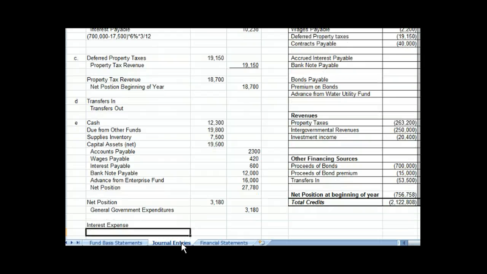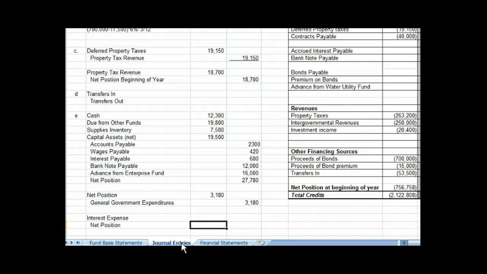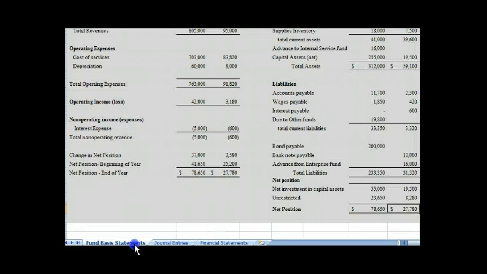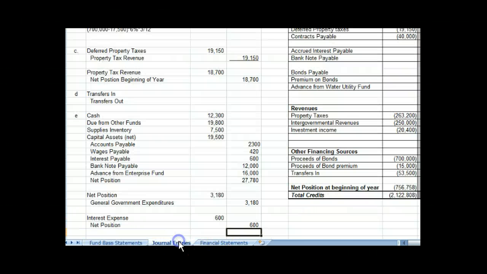I'll show you where you found these on the fund basis financial statements. Okay, let's switch over to the fund basis financial statements. You'll see the general government expenditures that we have, and you'll see the interest expense here, and then the 3,180 there, which had to do with our net position in the fund.